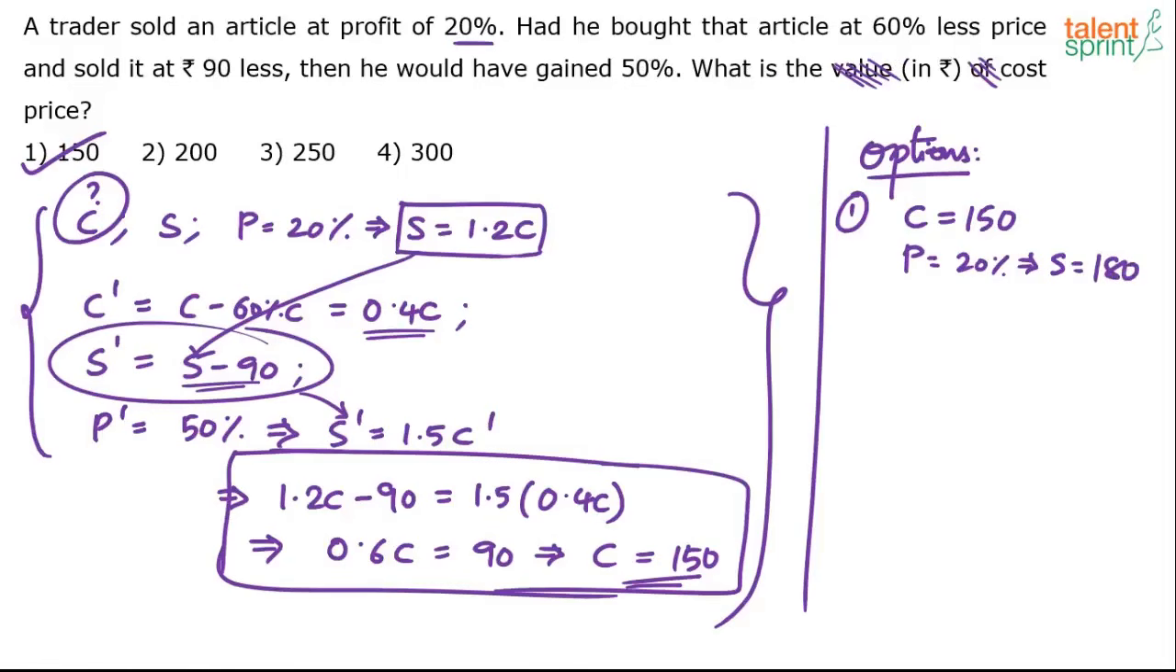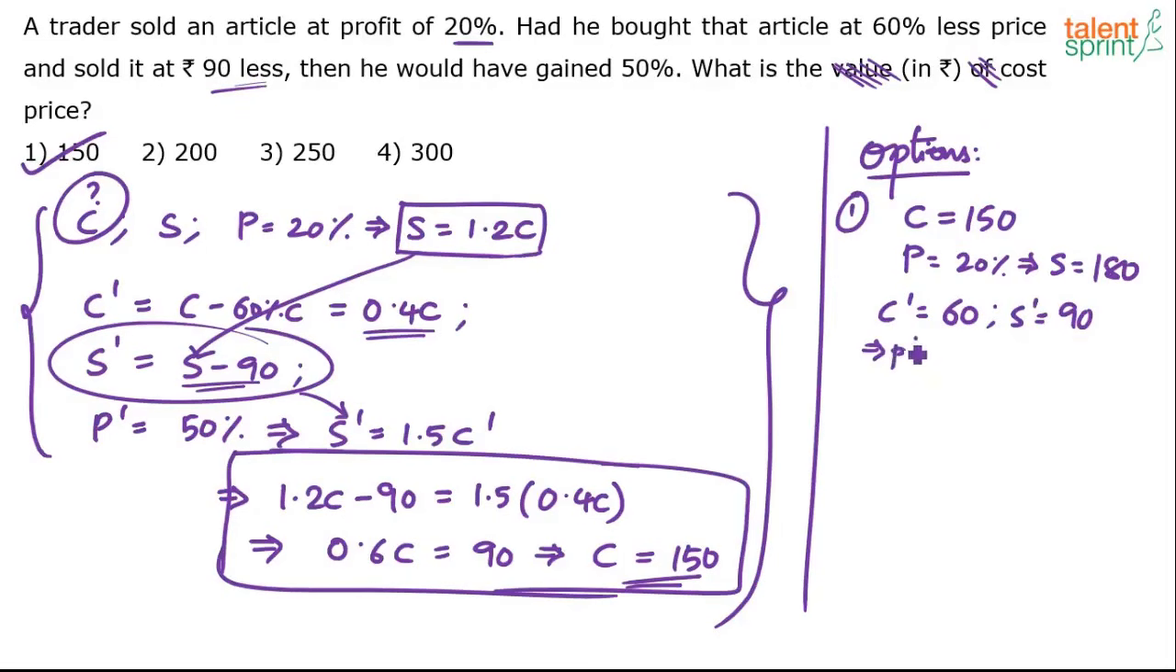Now it says he bought the article at 60% less. So C dash will be what? 150 minus 60% of 150. So it will be only 40% of 150, which is 60 rupees. What will be S dash? 90 less. 180 minus 90.